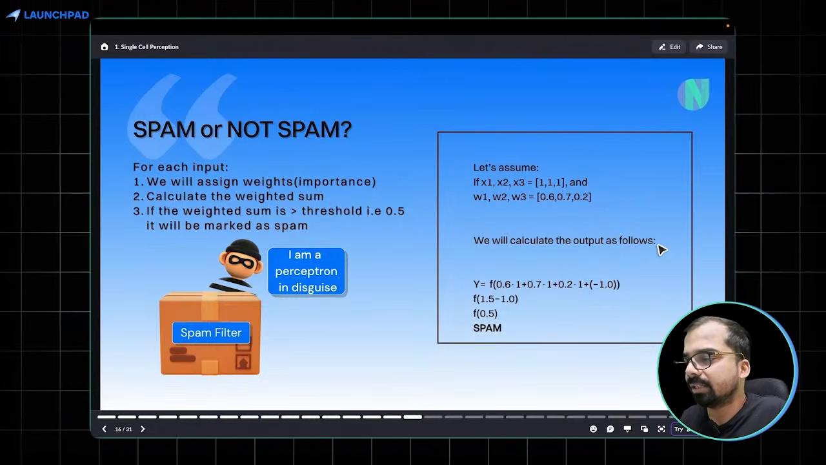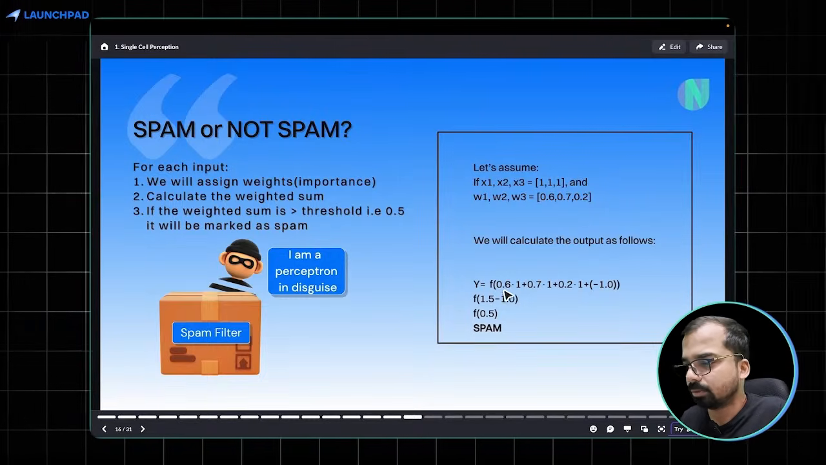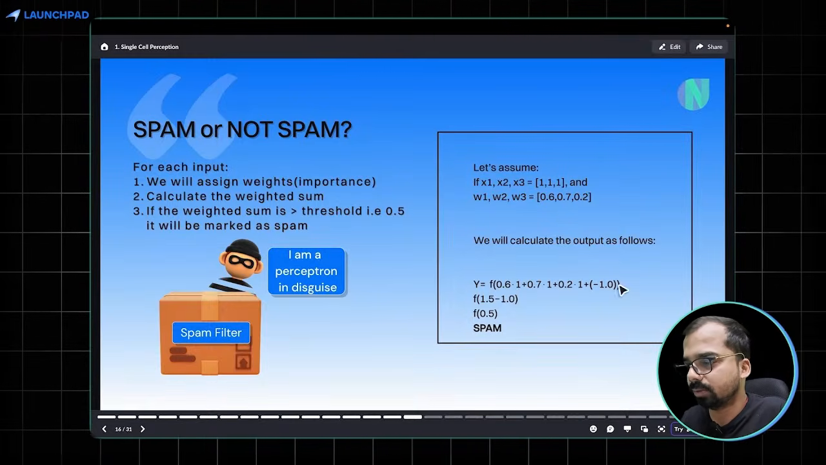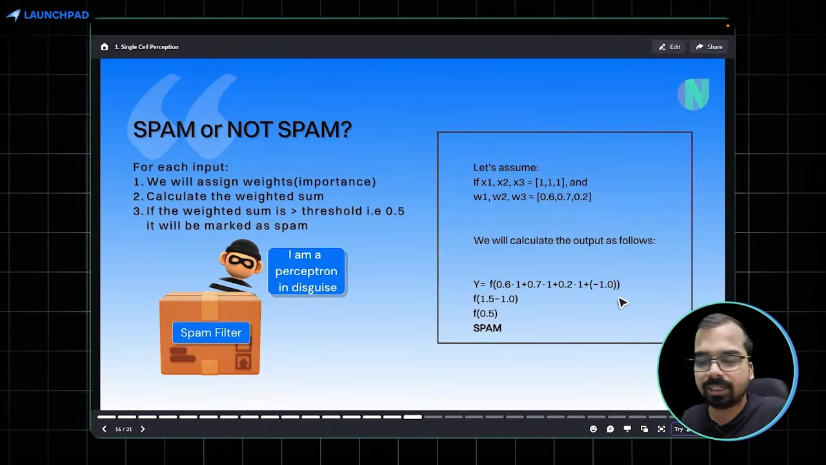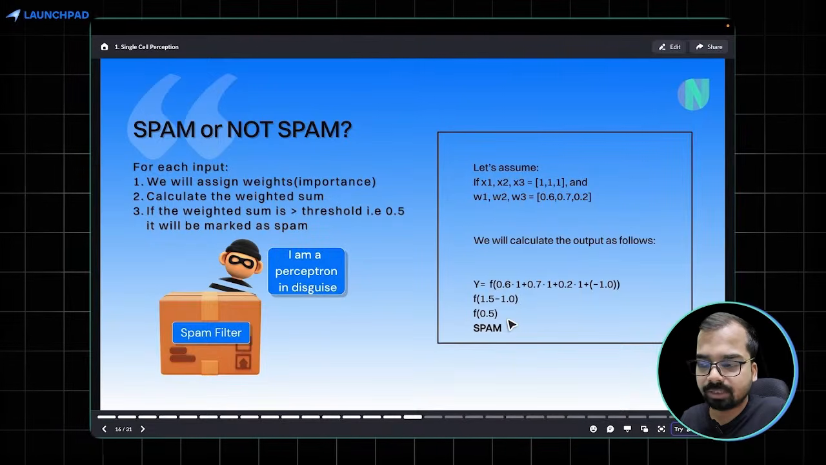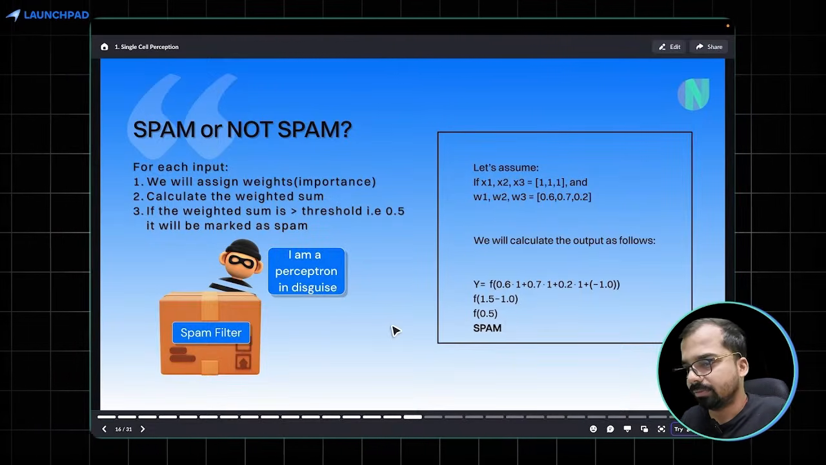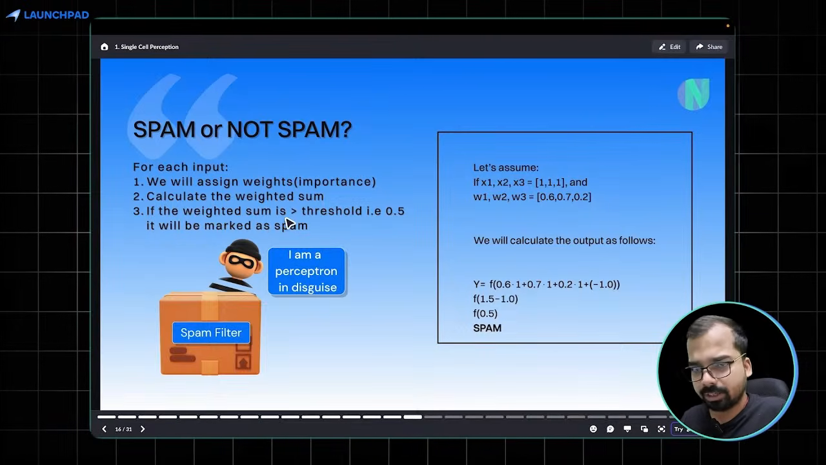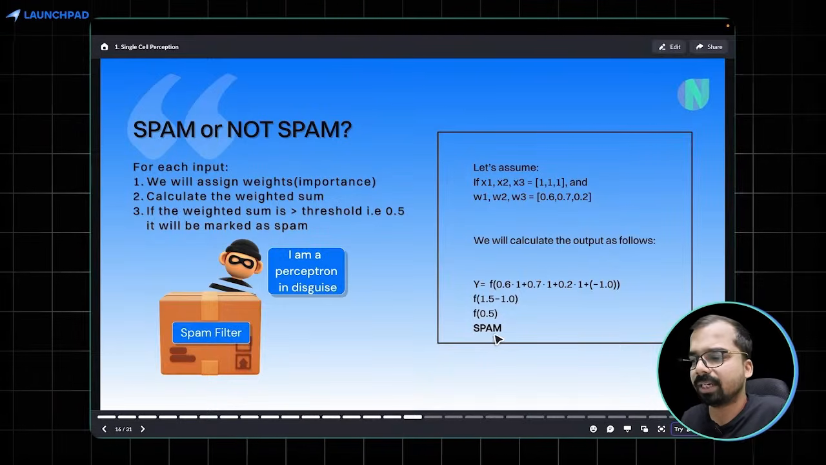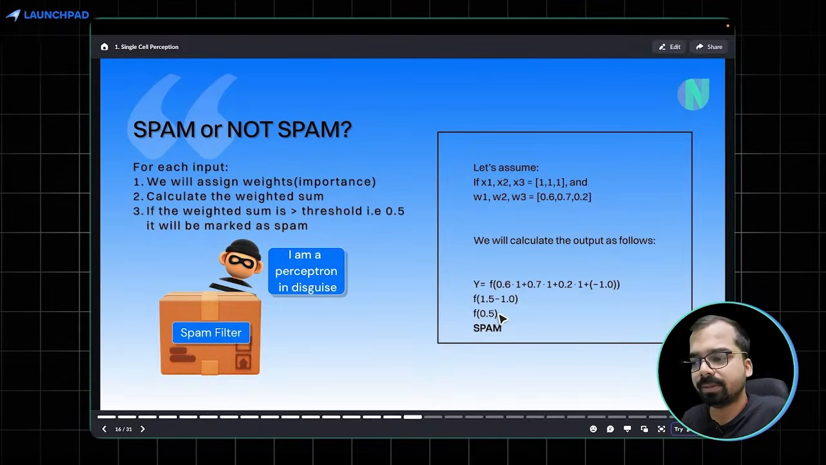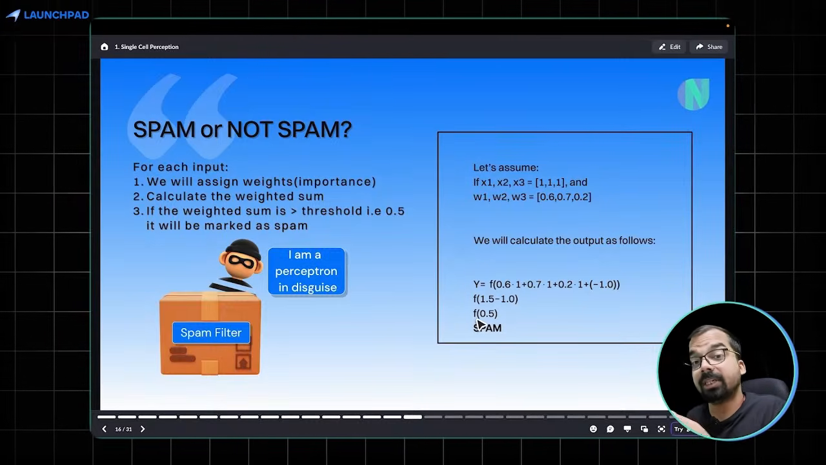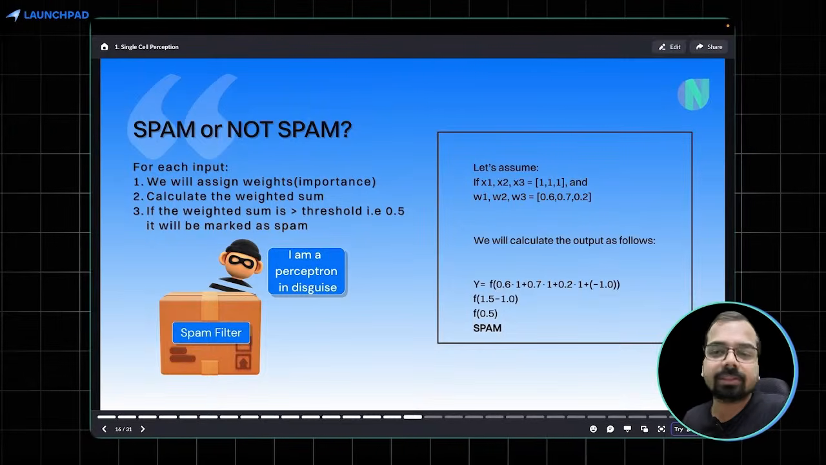And then we'll calculate the output of this weighted sum. So 0.6 into 1, 0.6 into 1, 0.7 into 1, plus 0.2 into 1. And there is some bias also, that is 0.1 minus 1.0. The total sum comes out to be 0.5. Now, what we are saying is, if the weighted sum is greater than 0.5, or let's assume greater than or equal to 0.5, then we mark it as spam. So here the weighted sum came out to be 0.5. So it is greater than or equal to 0.5. So it is a spam email. If the weighted sum came out to be 0.4, we would have said it is not a spam email.